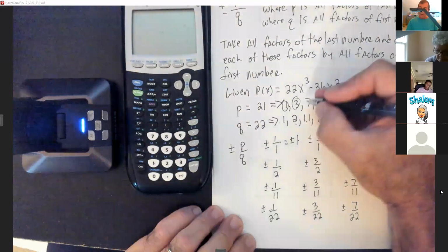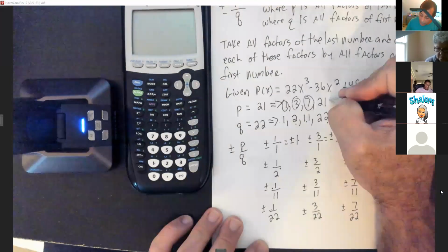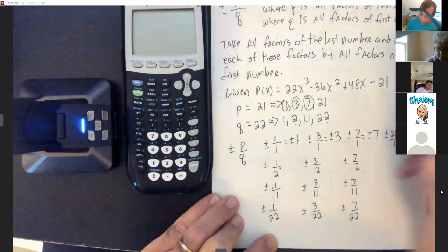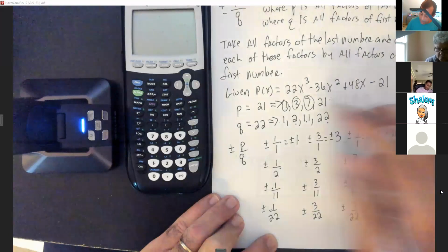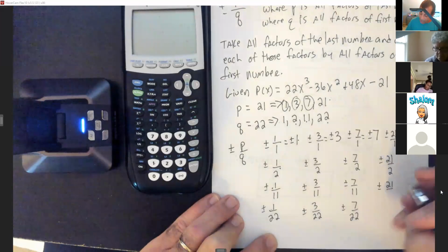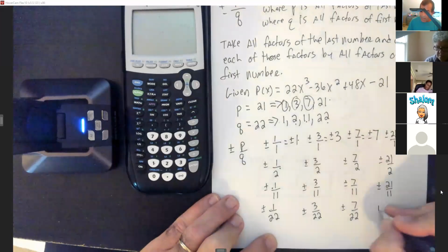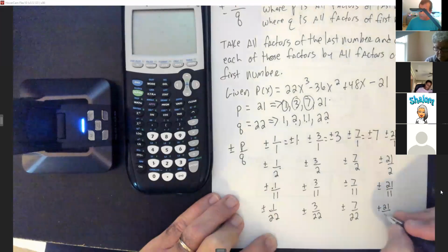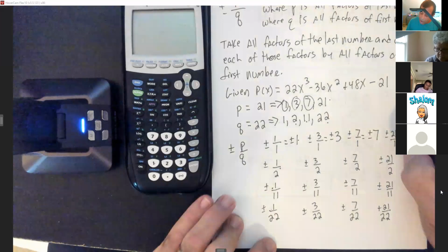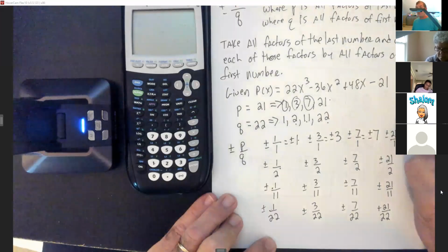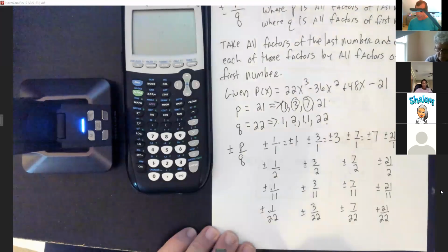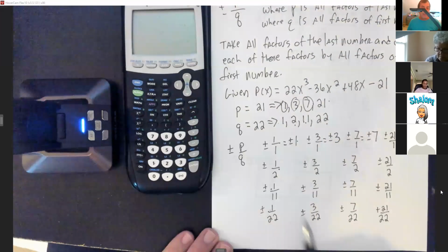And finally, I got to do my 21. So I divide 21 by 1, 21 by the 2, 21 by the 11, and then finally, 21 divided by 22. And y'all, the only one I can simplify is 21 over 1 will turn into a plus or minus 21. So your answer would have every single one of these listed.